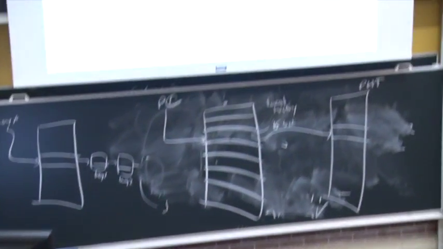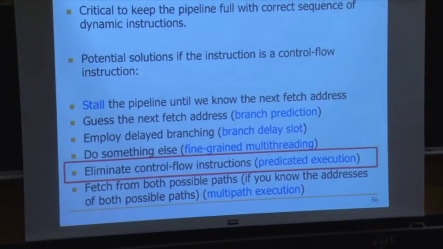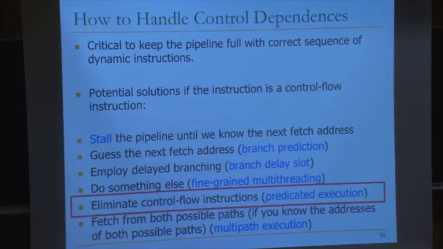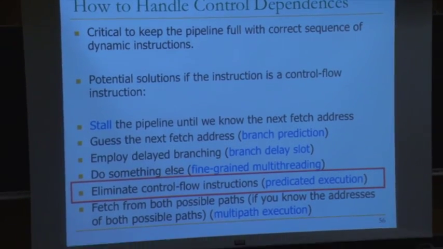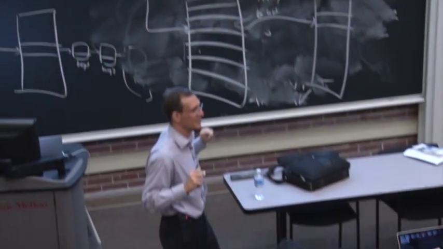Okay, I think I'll stop here. We've covered most of branch prediction, but we're going to cover more control dependence in the next lecture, and then we'll jump into exceptions, interrupts, and out-of-order execution.